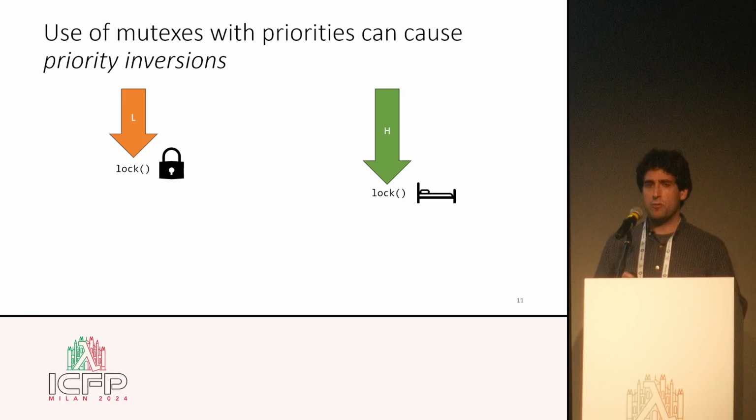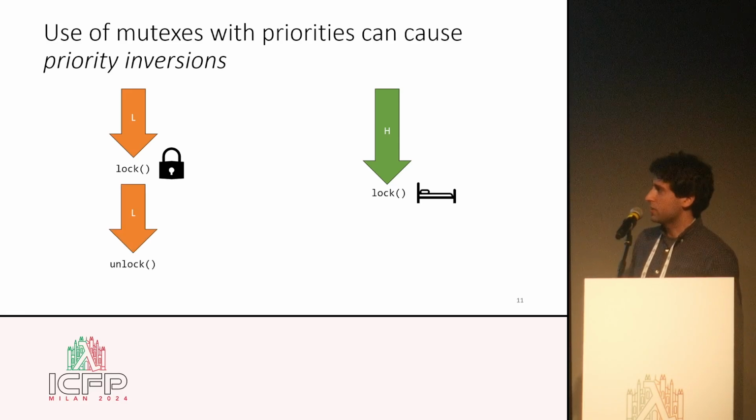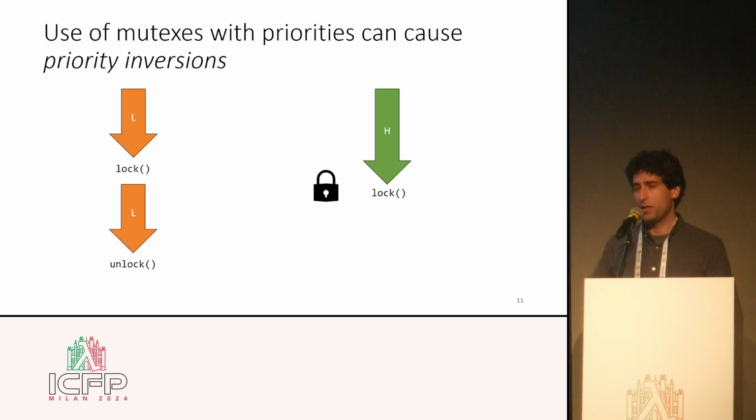This is what's called a bounded priority inversion, and it's generally not considered to be as much of a problem, because hopefully quickly, if the code is well designed, the low priority thread will get through its critical section, release the lock, and the high priority thread can go on its way.